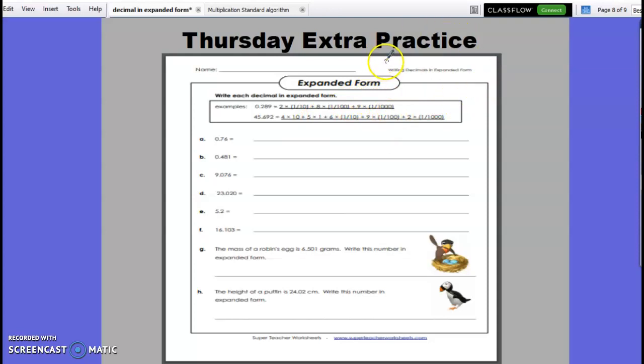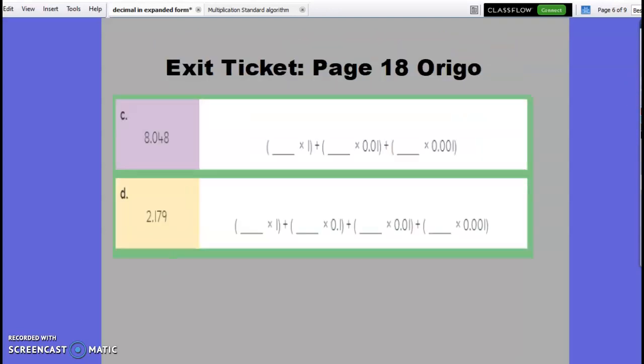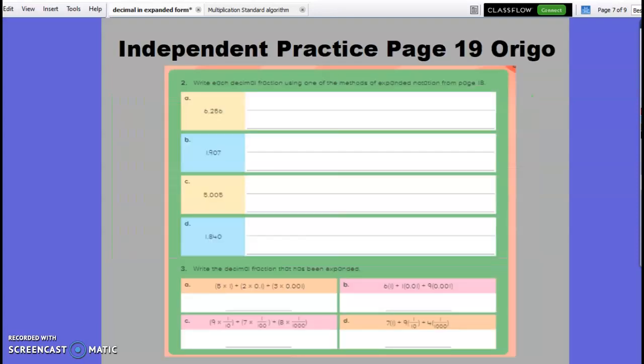So if there are any questions or concerns about any of the work today, make sure that you ask. There are no dumb questions, but if you don't ask, I can't help. Even if you need to type it in the chat or let me know in some other way. But that is it for today. Remember, let's try to get those exit tickets done first and check back in with me so that we can go over the independent and extra practice for help today.